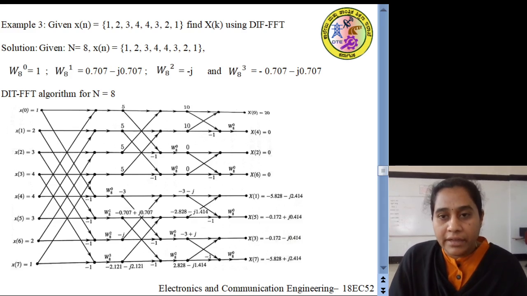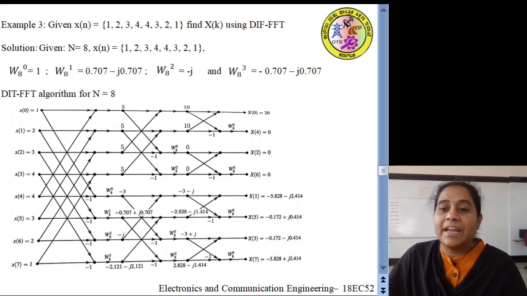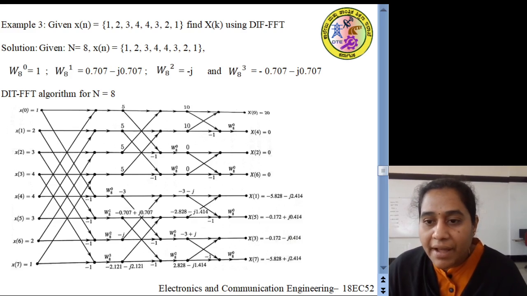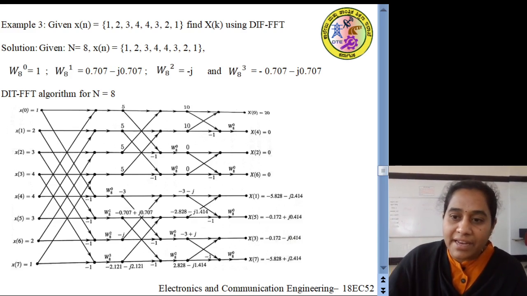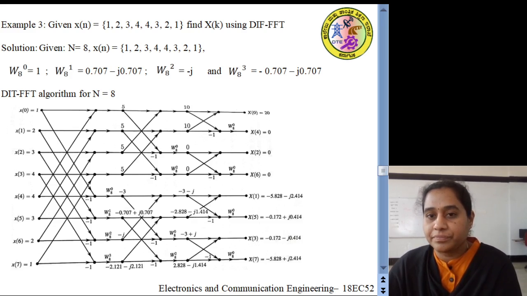So the 8-point DFT X of k of the given x of n can be written as 20, minus 5.828 minus j 2.414, 0, minus 0.172 minus j 0.414, 0, minus 0.172 plus j 0.414, 0, and last, minus 5.828 plus j 2.414.